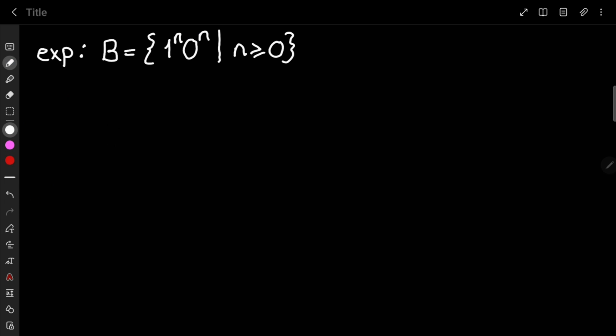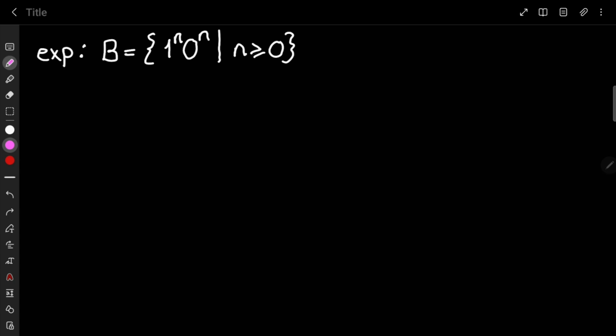Let's say we want to prove that B is not a regular language. In order to be in that language, the number of ones and the number of zeros should be equal, and any string which belongs to that language should include first ones and then zeros in that order. We can't draw any finite state machine, but that alone doesn't mean that your language is not regular, okay? That's where the pumping lemma comes in. Let's prove that B is not regular.